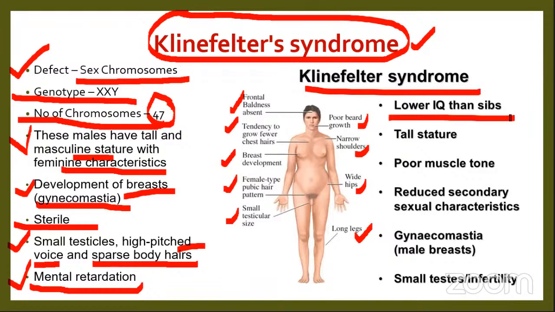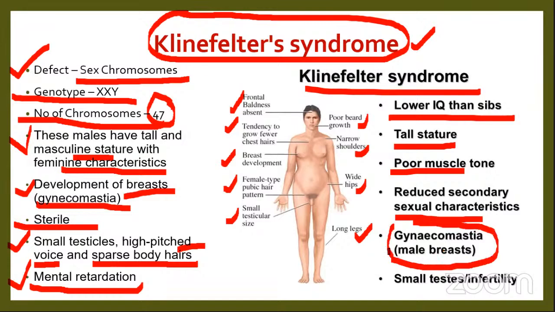They usually have low IQ, tall stature, poor masculine, and reduced secondary sexual characteristics. Gynecomastia is a main symptom. Next, small testes, and there is infertility. This is about Klinefelter's syndrome.